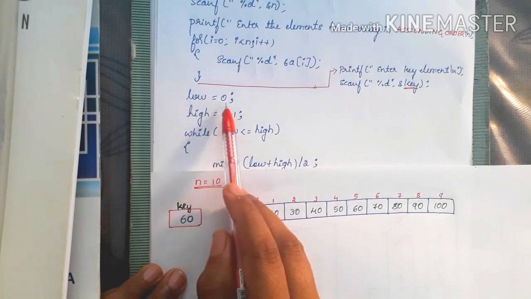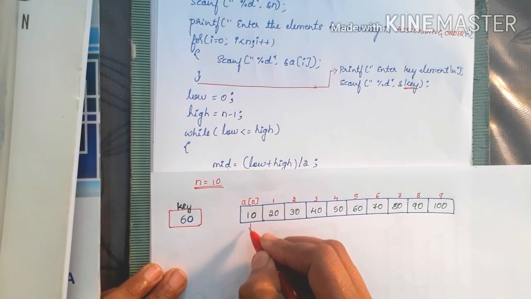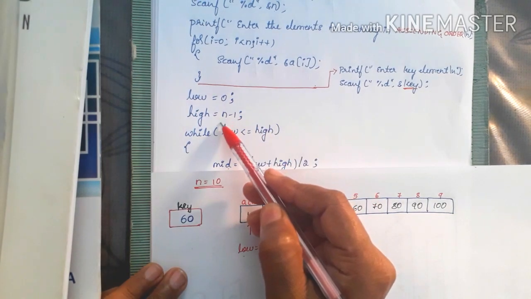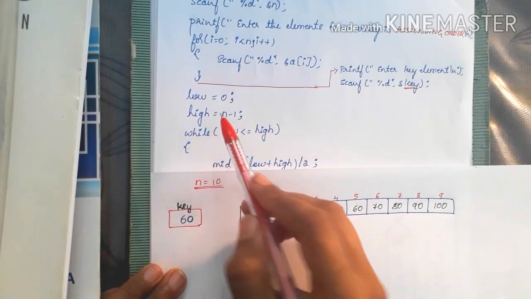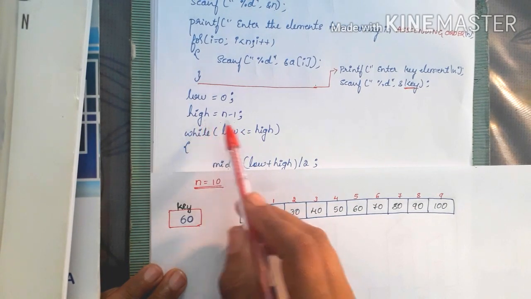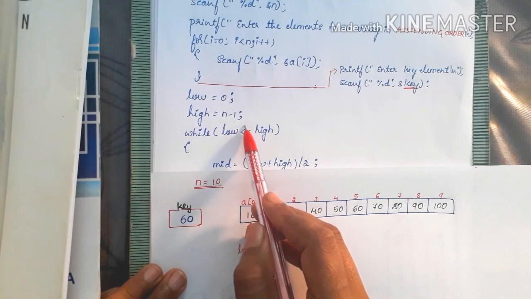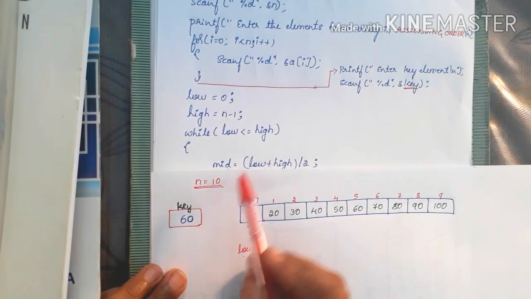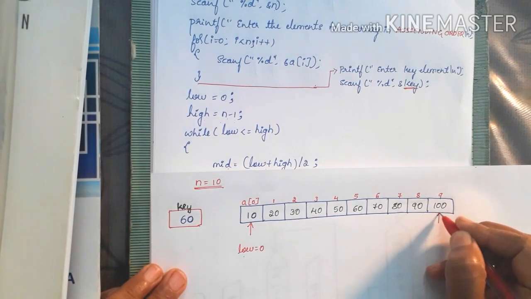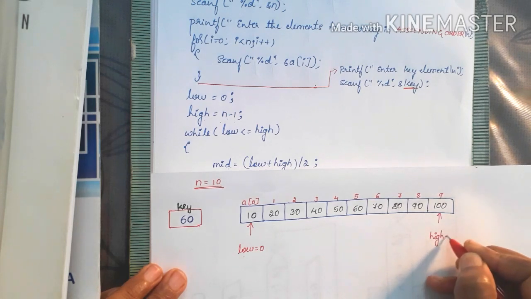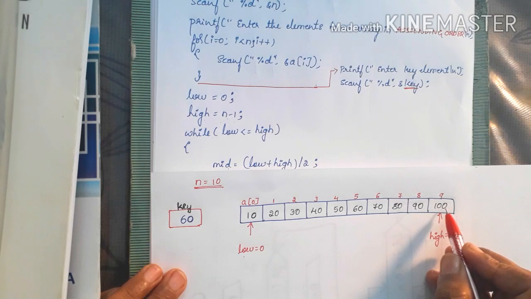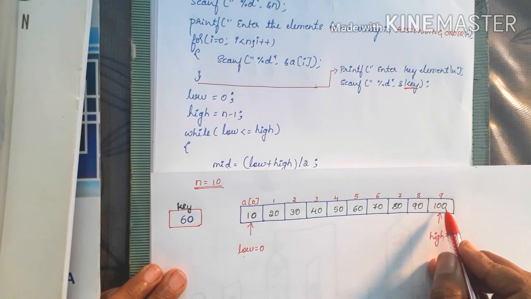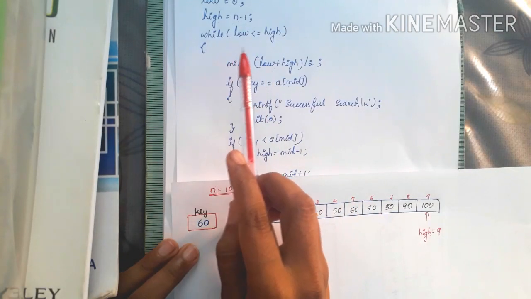Next instruction is low is equal to 0. So assign the value 0 to the variable low. Next instruction is high is equal to n minus 1. That is, the variable high is initialized by the position of the last element of the array. Here n minus 1 means 10 minus 1. 10 minus 1 is 9. So 9 is assigned to the variable high. That is, high is pointing to the last element of the array, or it is the position of the last element of the array.